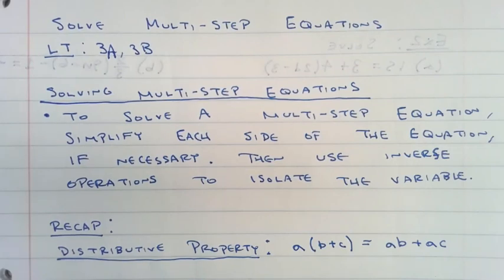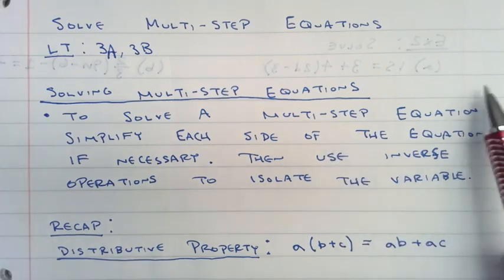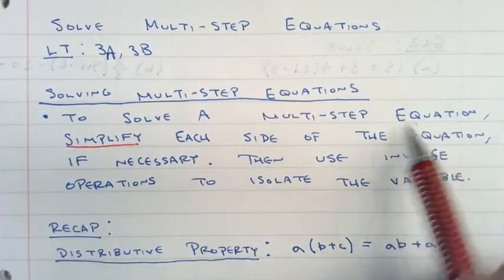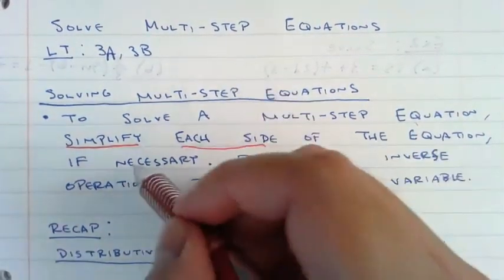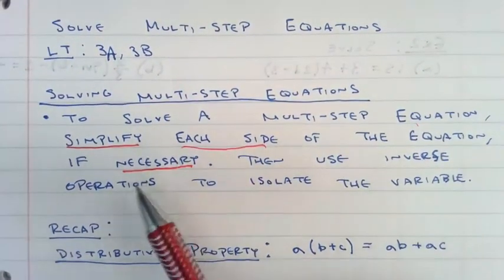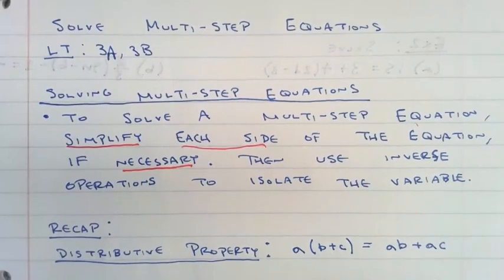So multi-step is pretty much everything we've been doing now, just with a little bit of extra steps. So there are going to be some equations that look a little bit more complex, but the steps for it are nevertheless going to be the same. So for us to solve multi-step equations, we must simplify each side of the equation if necessary. And remember, the if necessary part is very important because it won't always be necessary, but sometimes it will. So you'll see some examples where it's going to be necessary today.